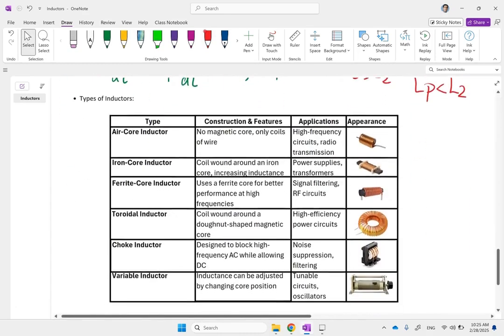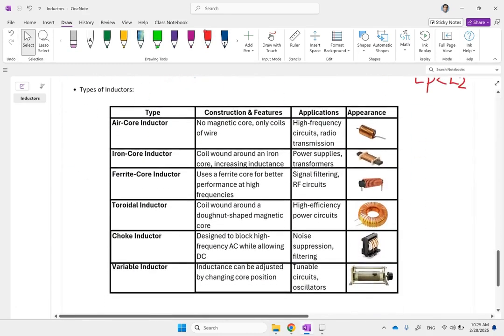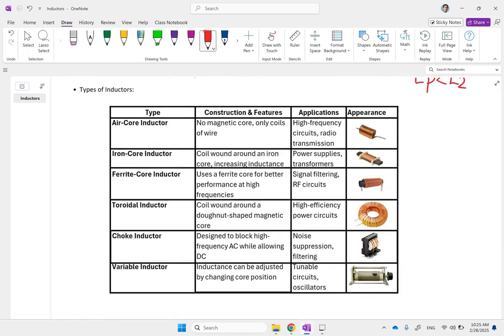Okay, then we go to inductor types. What type of inductors we have? So here I came up with 6 different ones for you. Some of them we call air core inductors. These are the ones where there is no magnetic core, so that mu that we use in their formula should be mu naught.